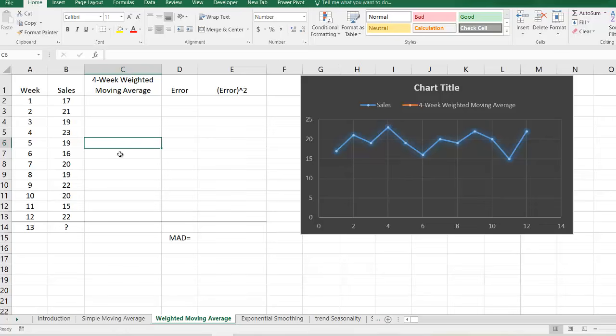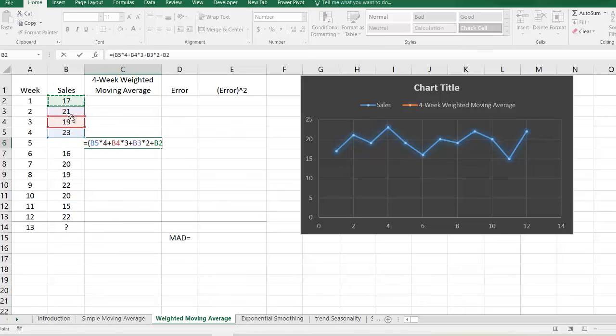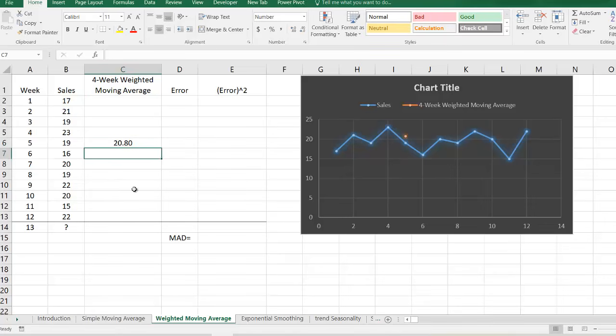So for this case, we'll be manually generating the formula for a 4-week weighted moving average. Our first forecast on the 5th week is equal to the most recent data, 23, multiplied by 4, plus the next data, 19, multiplied by 3, plus the next, 21, multiplied by 2, plus the oldest data multiplied by 1, divided by the sum of the weights, which is equal to 10. And the forecast for week 5 is 20.80.